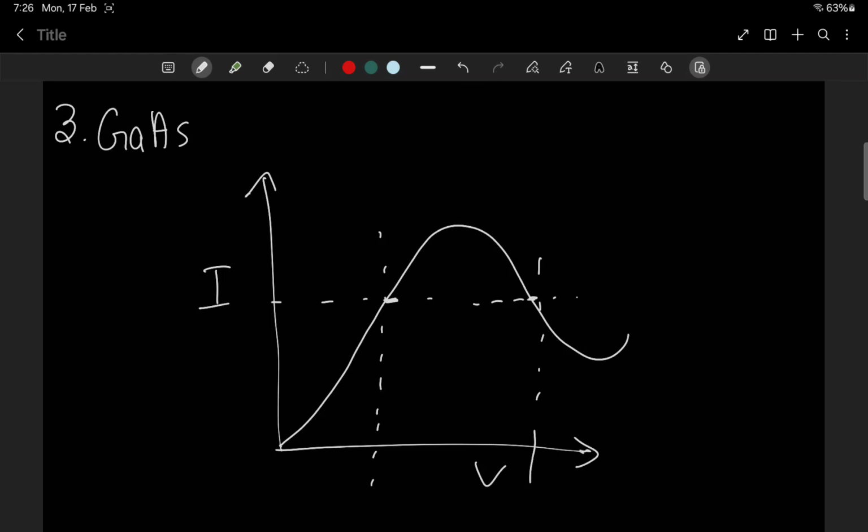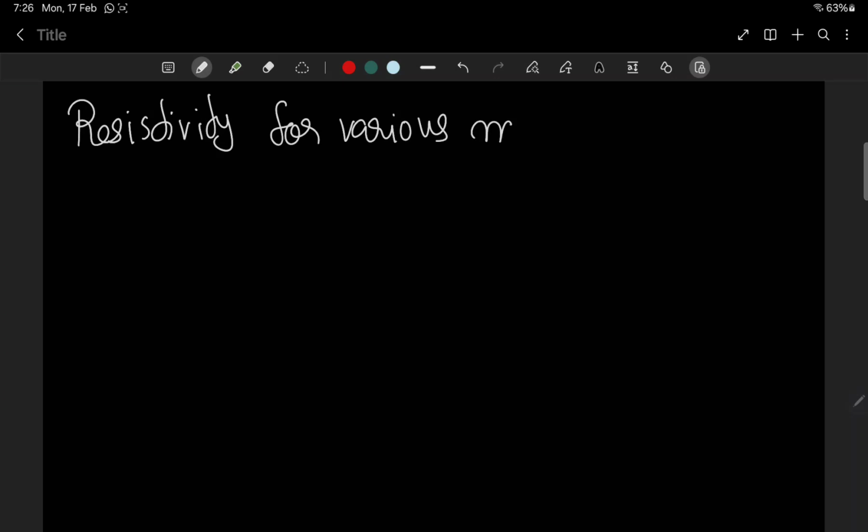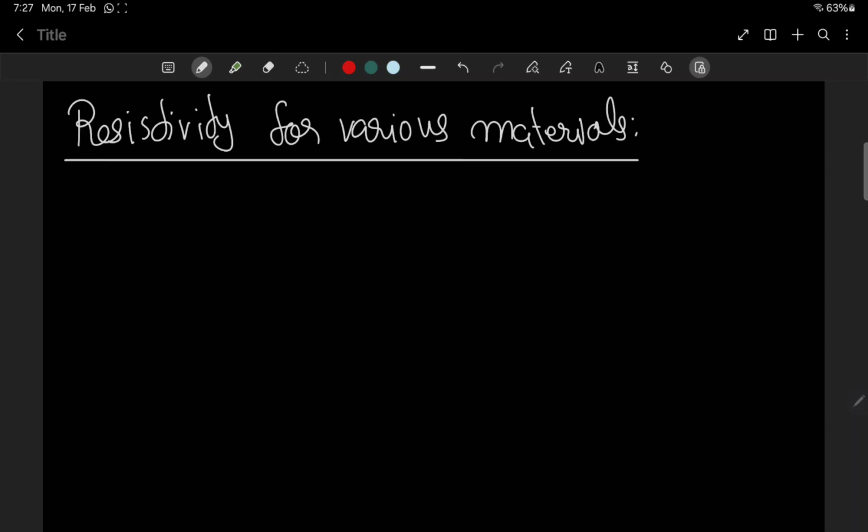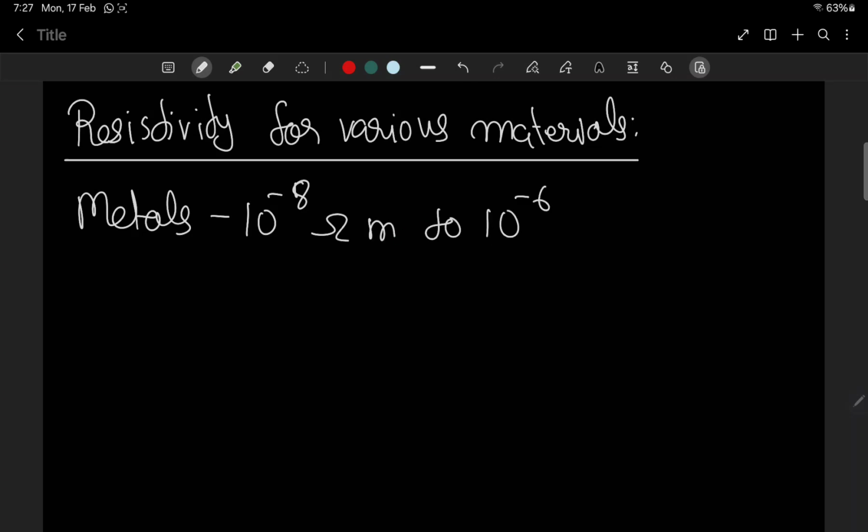Now we move on to the resistivity of various materials, and how it changes. The materials are classified as conductors, semiconductors and insulators depending on their resistivities. In increasing order of value, metals have resistivity of 10 raised to minus 8 ohm meter to 10 raised to minus 6. This is very less, which is why metals have high conductance.